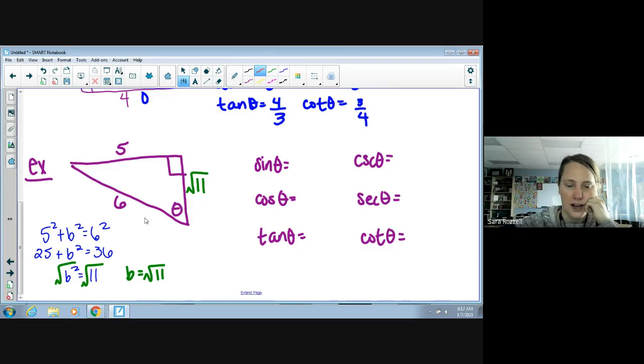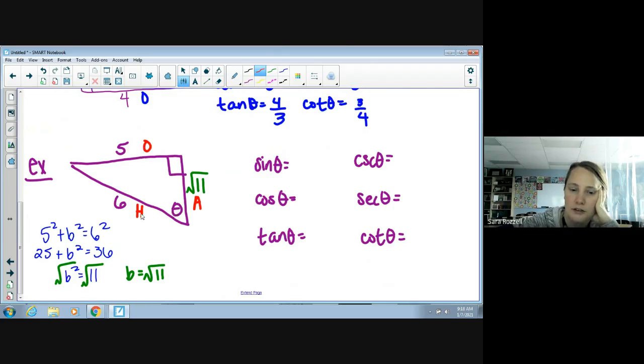So now we're going to write which one's hypotenuse, which one's opposite, and which one's adjacent before we fill it in. So 6, what is 6? That is the hypotenuse. 5 is the opposite, and square root of 11 is the adjacent in relation to the theta that we have here. Okay, then we'll fill them in, and if we need to rationalize the denominator, we will at the end.